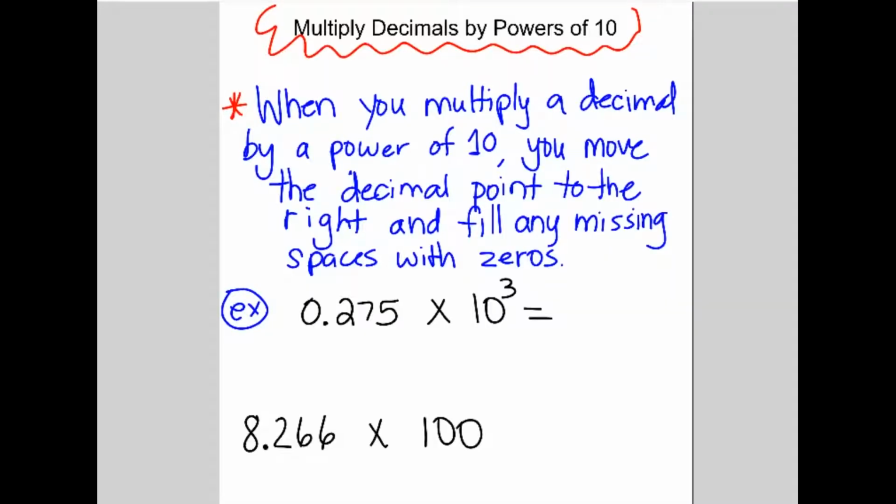All right, super friends, let's get started. Again, this is more of a review because we've been practicing this before. But today we're going to multiply decimals by powers of 10. Remember, when you multiply a decimal by a power of 10, you move the decimal point to the right and fill in any missing spaces with zeros. And remember, we're moving it to the right by the amount of zeros that we have in our power of 10 or by the exponent in our power of 10. So for example, let's get started.